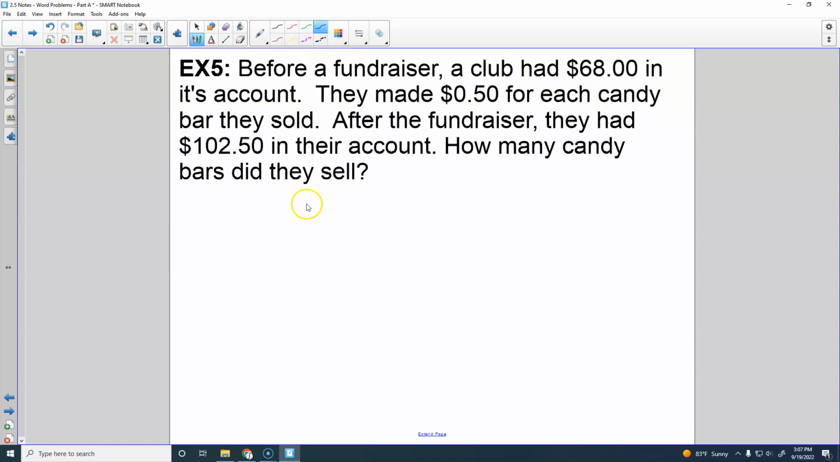So for this, they had $68 to begin with. When they sold the candy bars, that added to their account, right? So it was 50 cents for each candy bar. Do we know how many candy bars they sold? No. That's where our X comes in. That's our variable. And then after the fundraiser, 102.5. So that's going to be equal to 102.50.